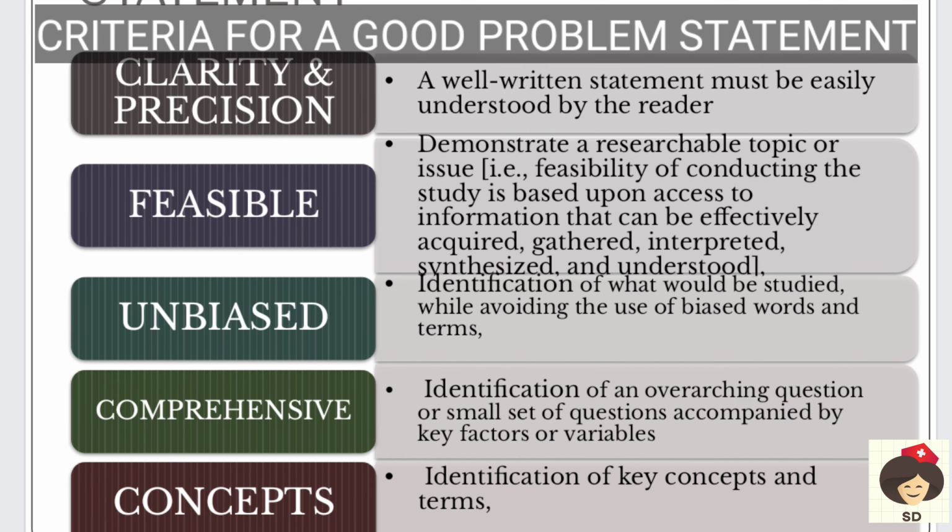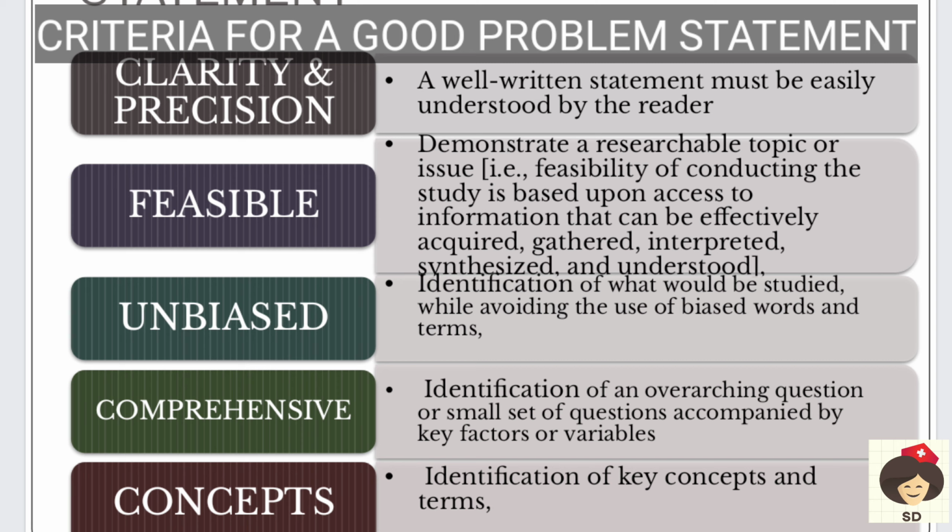Next, coming to the criteria for a good problem statement. First it should have clarity and precision. That means every word written in the statement should be clear and understood by any reader. And feasible, meaning the study should be a researchable topic. Anything which we cannot do should not be written in the research topic. We should only do feasible studies, where we can access the information, gather it, interpret and synthesize it, and it is understood by everyone.